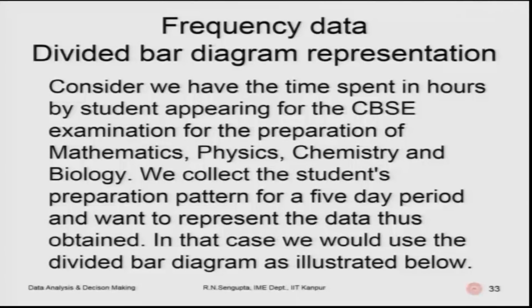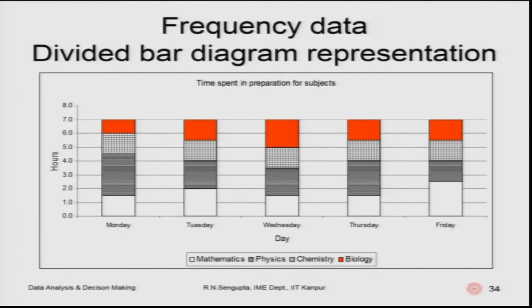Consider we have the time spent in hours by a particular student who is appearing for the CBSE examination and is preparing for the following subjects: mathematics, physics, chemistry and biology. We collect the student's preparation pattern for a 5-day period and want to represent the data thus obtained. In that case we would use the divided bar graph as illustrated now. In this illustration we have the days, Monday, Tuesday, Wednesday, Thursday, Friday, 5 days along the x axis.